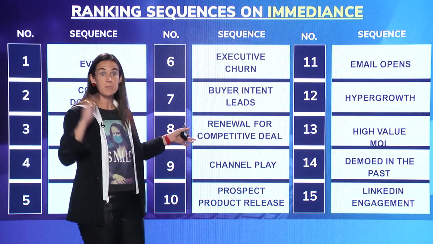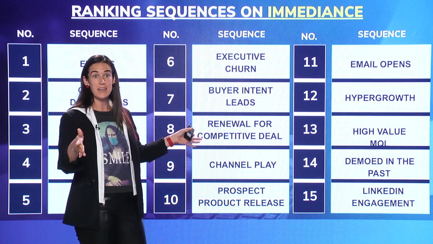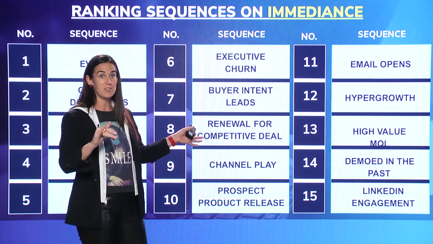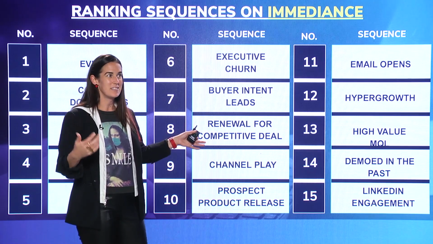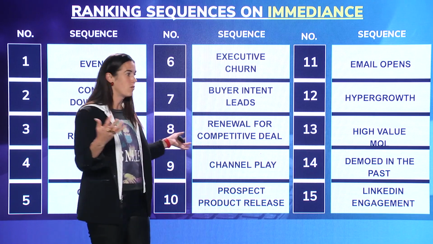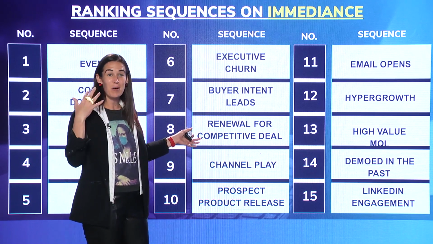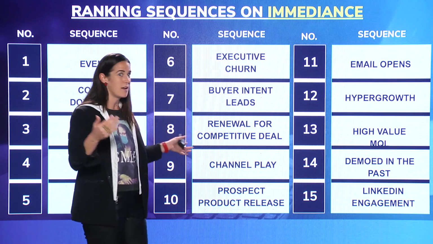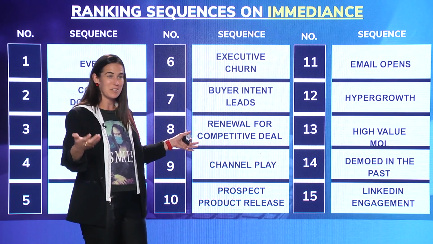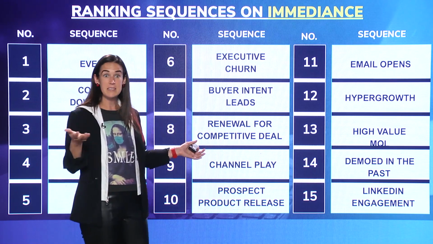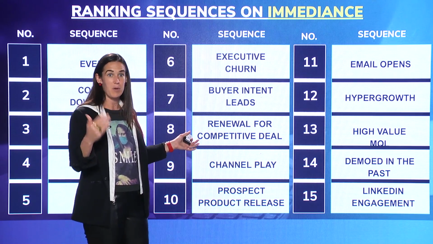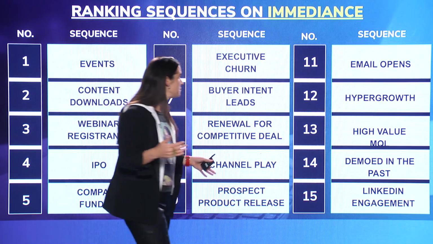Number 10, a prospect product release. So let's say your prospect released a product that is a trigger for them to want to buy your software. So, a great instance is, if I were to buy ballet shoes, then it's probably pretty likely that I'm going to need some kind of dance studio or dance class that I'm going to be using those in. So if your prospect releases some kind of product that is a good fit for you, so that it would make sense for them to buy your product, then that's going to be a high immediate sequence.